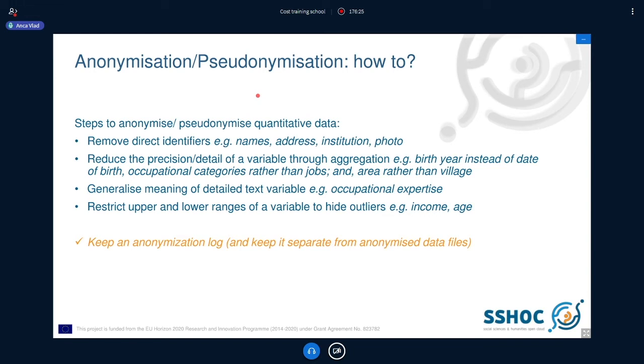In the process of anonymization or pseudonymization, we can simply remove them, or if it's possible, we can reduce the precision of detail through aggregation. So we would provide, for example, occupational categories as opposed to exact job titles, an area instead of a village, etc. Okay, a similar method can be used for low count categories, and restricting upper and lower ranges of a variable by recoding them into categories or banding them, as we call it, would help hide outliers. So example here are very young or very old participants relative to the rest of the sample, similar with income and other variables, okay?